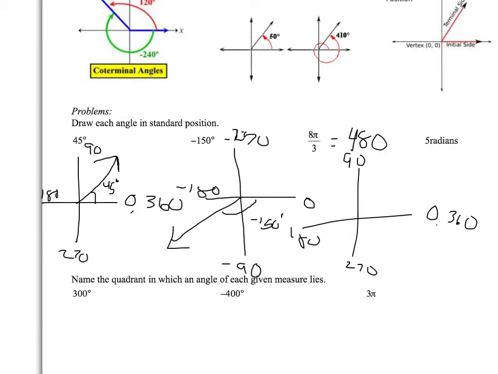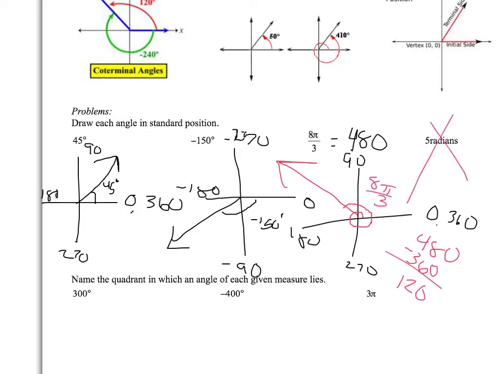Well, this thing goes all the way around. So when I go all the way around, I've used 360 degrees worth. 360 degrees worth would give me an extra 120. So I need to go 120 degrees more, which I know is somewhere between 90 and 180. So I'm going to continue my spiral. And I'm going to label that as the original 8 pi over 3. I'm going to skip this one. We're not going to worry about that.